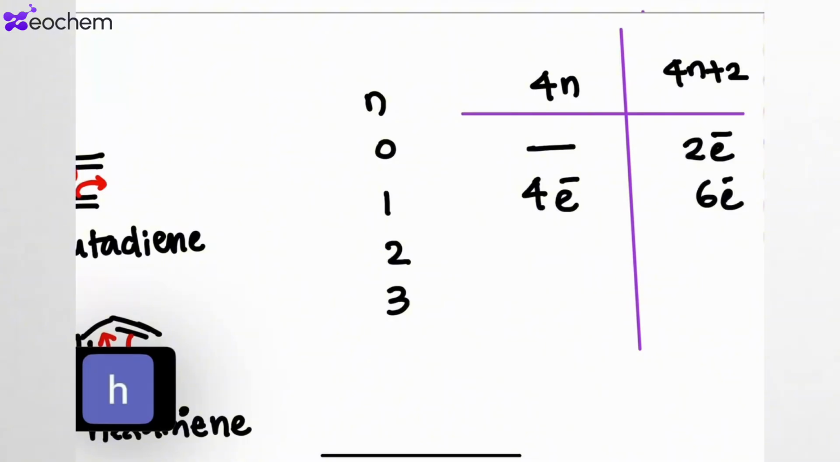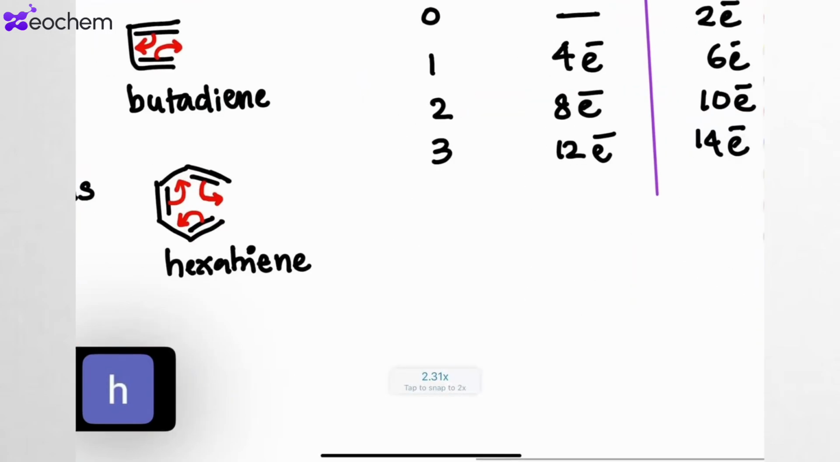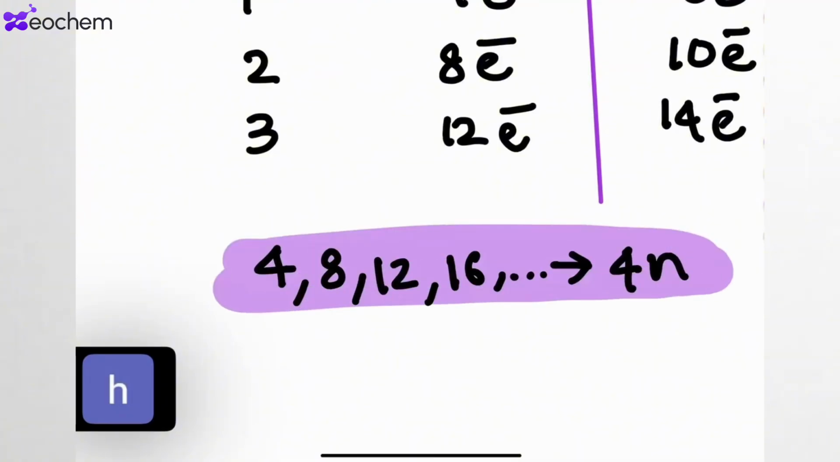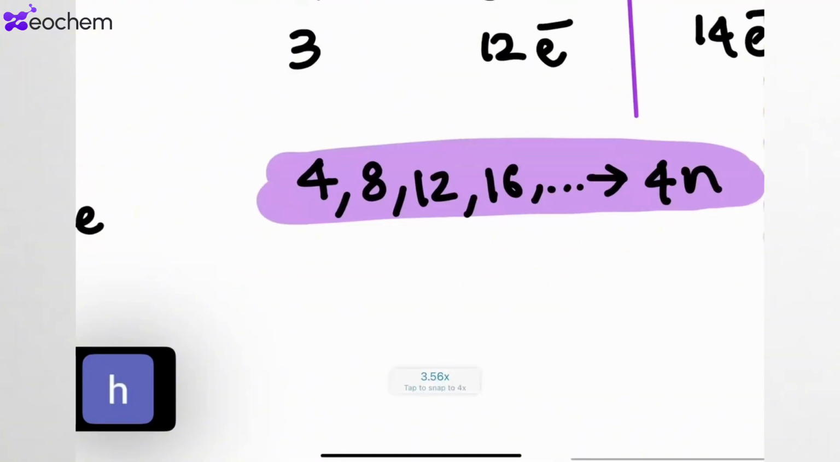If n = 2, 4n means 8 electrons, and 4n + 2 means 10 electrons. If n = 3, 4n is 12, and here it will be 14. So from this we can see any system which contains 4, 8, 12, the next will be 16, etc., this kind of electron count will be called a 4n system.